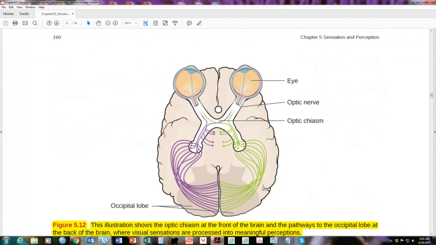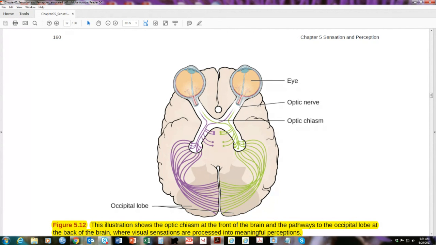In the left visual field, those stimuli are going to hit the right hemiretina, and so the right hemiretinas project to the right hemisphere of the brain. So the right hemisphere of the brain is sensitive to information in the left visual field.